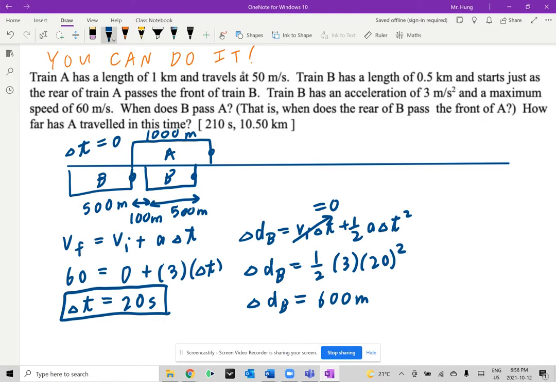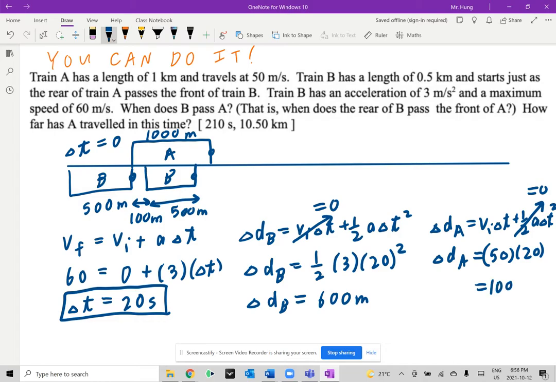Now, if you think about the distance for train A, remember, train A is moving at constant velocity. So you could write down Vi t plus half a t squared, but really the ultimate equation is going to be delta A equals Vi t because there's no acceleration. So that second part becomes 0. And again, since velocity is going to be 50 meters per second, that's going to be 50 times 20 seconds, which is 1 kilometer, or we'll put it back into the same metric, 1,000 meters.